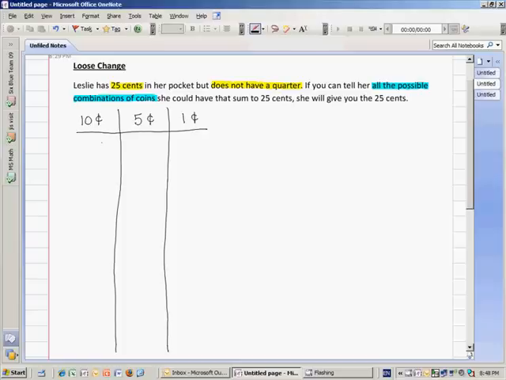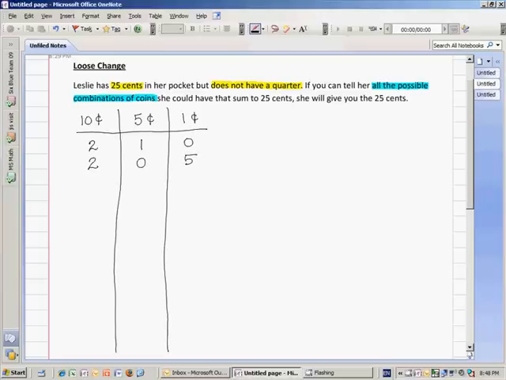So what is the most number of dimes she could have to get as close to 25 cents as possible? We all know that's 2. That gives us 20 cents. Then the most number of nickels she could have would be 1, and that would leave no pennies. We continue in this fashion: 2 dimes, 0 nickels, and then that would leave us with 5 pennies.